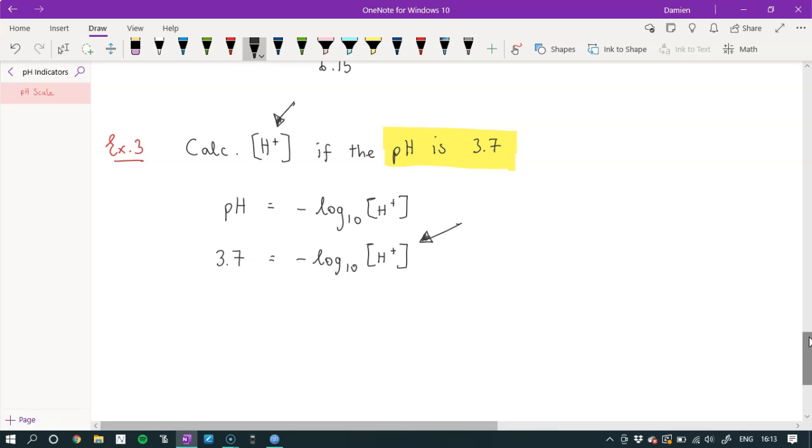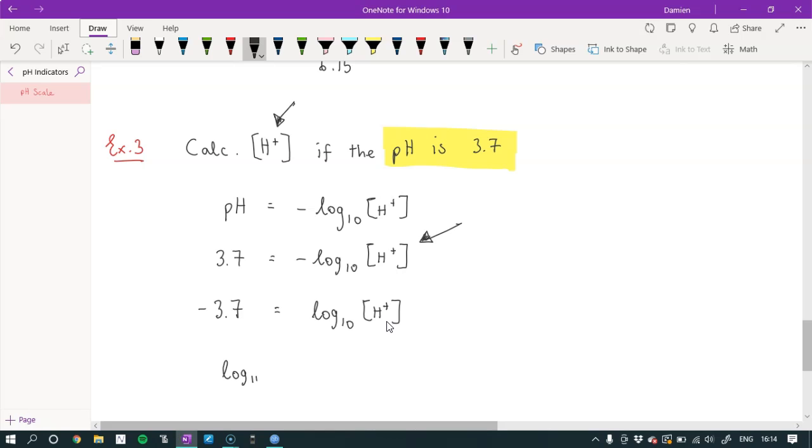So the first thing I would do is I need H plus on its own, positive value. So the first thing I'm going to have to do is get rid of the minus in front of the log. So that's easy. You just bring it over the other side of the equals. So we end up with minus 3.7 is equal to log to the base 10 of the hydrogen ion concentration. My next step here is not mathematical. I just maneuver the equation around a small bit so it's a little bit easier to work with.